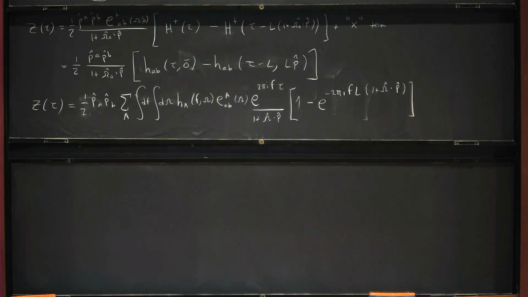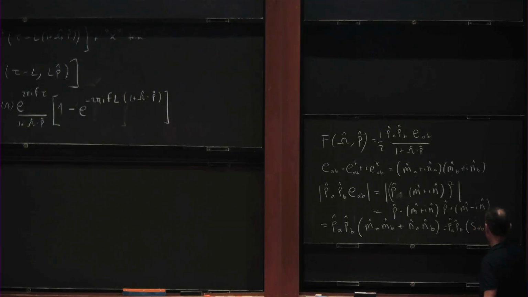So what we've got here is p_A p_B times (δ_AB minus ω̂_A ω̂_B). But p̂ is a unit vector, so p̂ dotted into p̂ is 1. And the other term here is p̂ dotted into ω̂. So it's 1 minus (p̂ dot ω̂) squared.